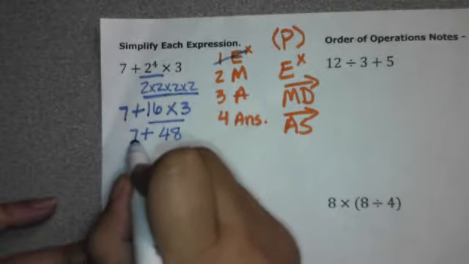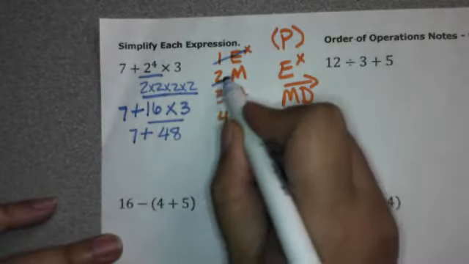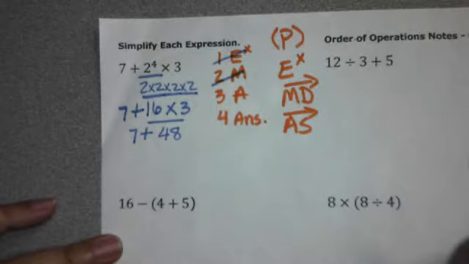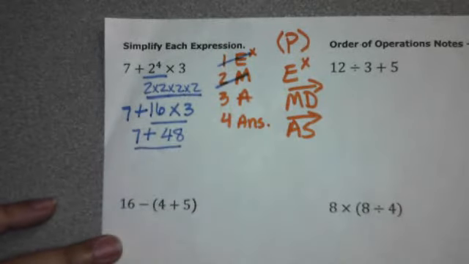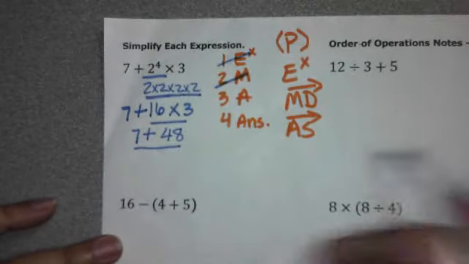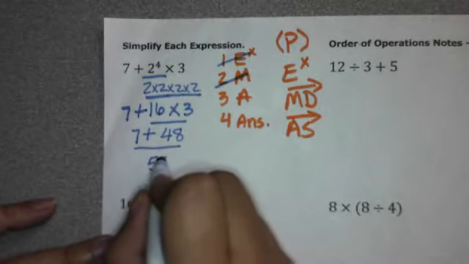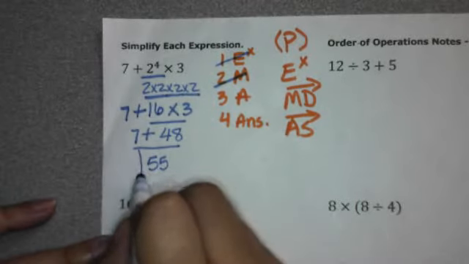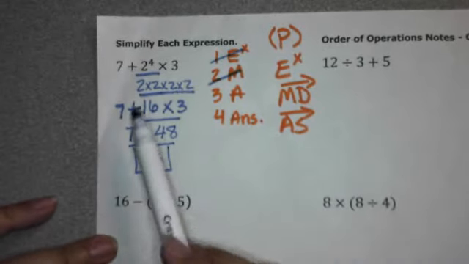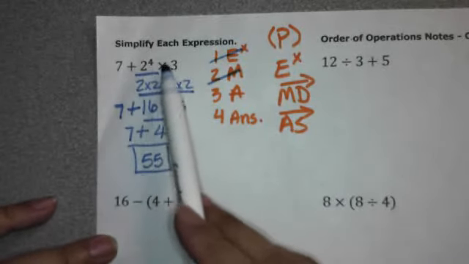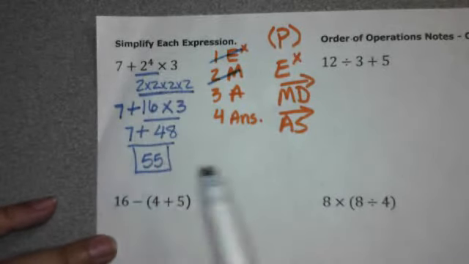Rewrite. We're done with step number 2. Step number 3 is add. 7 plus 48 is 55. And that is your answer. So the answer to 7 plus 2 to the 4th times 3 is 55.